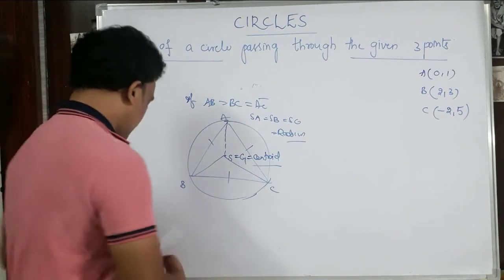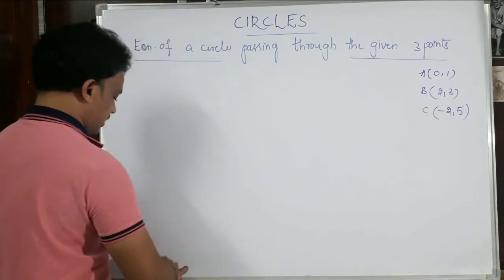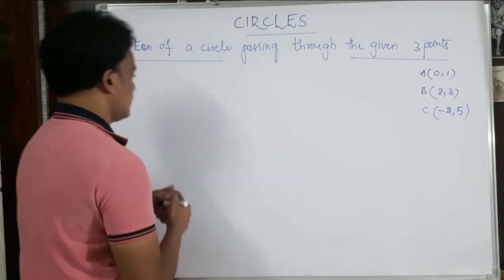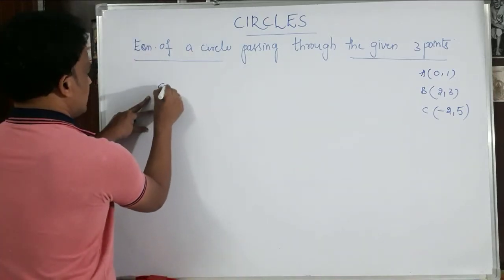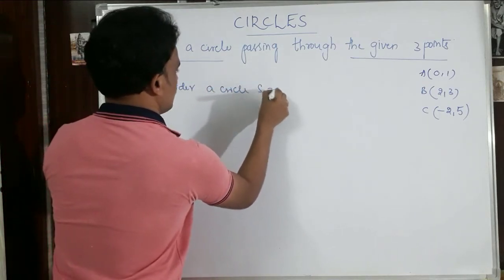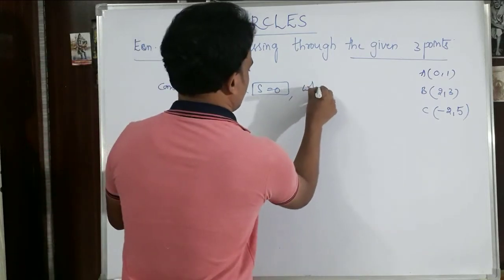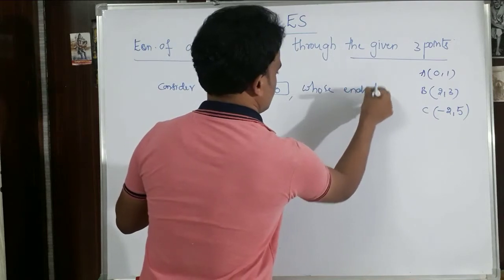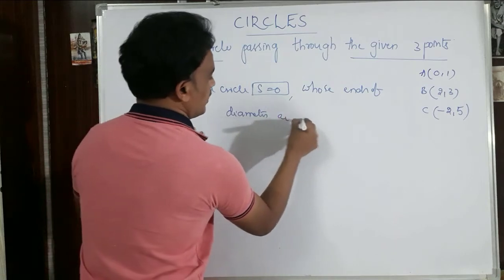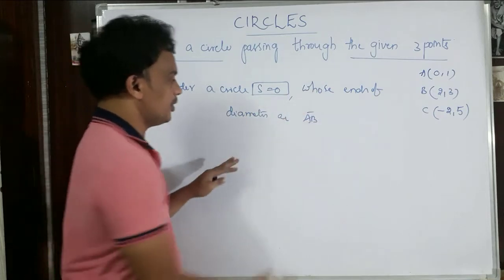Now, if the 3 points do not form a right angle triangle and are not an equilateral triangle, in that case, what are we going to do? Let me explain this one. First of all, please find a circle. Consider a circle S equals 0 whose ends of diameter are A and B. Suppose we are going to find the equation of a circle whose ends of diameter are A and B.